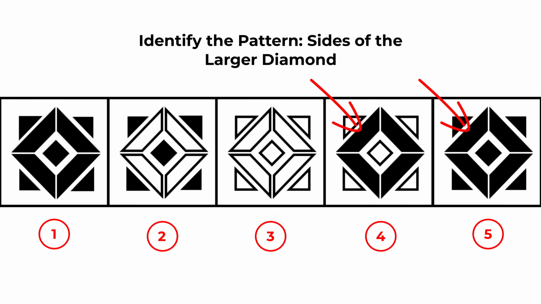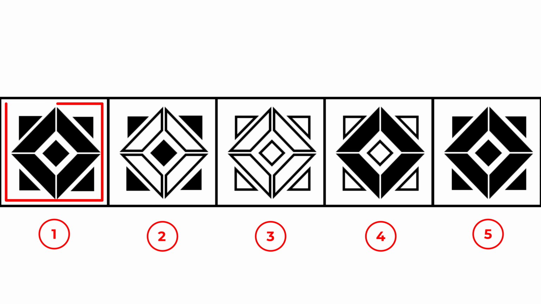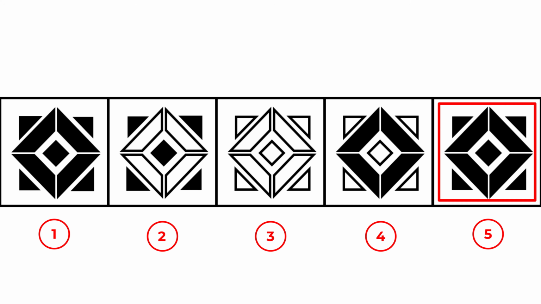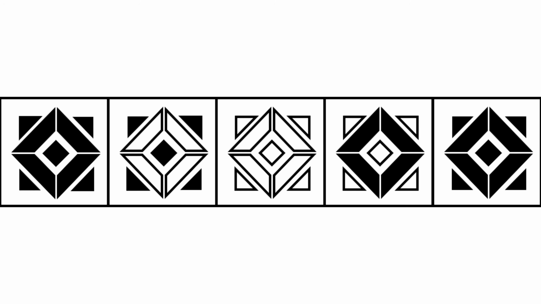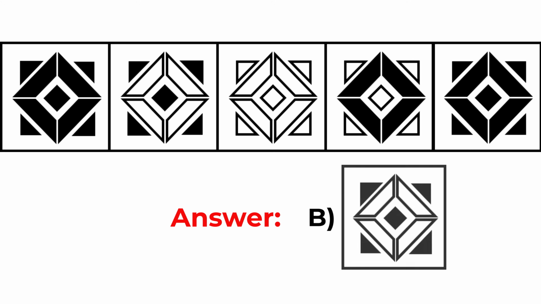Let's recap. Shape 2 is the first shape in the pattern. Shape 3 is the second shape in the pattern. Shape 4 is the third shape in the pattern, and then shape 5 is the fourth and last step in the pattern. If you look closely at shape 1 in the picture, you see that this represents the last shape in the pattern. So the correct choice here for shape 6 would be to select the first shape in the pattern, which is the matching answer for choice B. So the correct answer here is choice B.